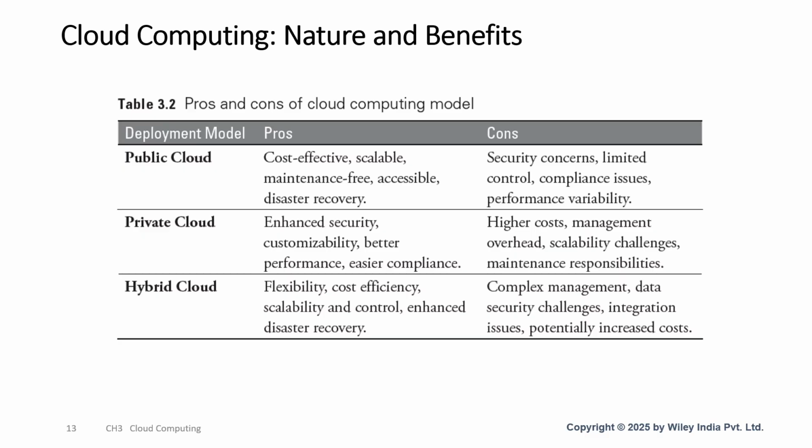So we basically have three types of clouds: public cloud, private cloud, and hybrid cloud. As the name suggests, public cloud, see, you have public transport, private transport, and hybrid transport. In public transport, you're using bus, metro. So it is cost effective, scalable, maintenance free, accessible, but there are security concerns, right? Same is the case with a public cloud. There are compliance issues, performance variability. Sometimes we have good service, sometimes we don't have.